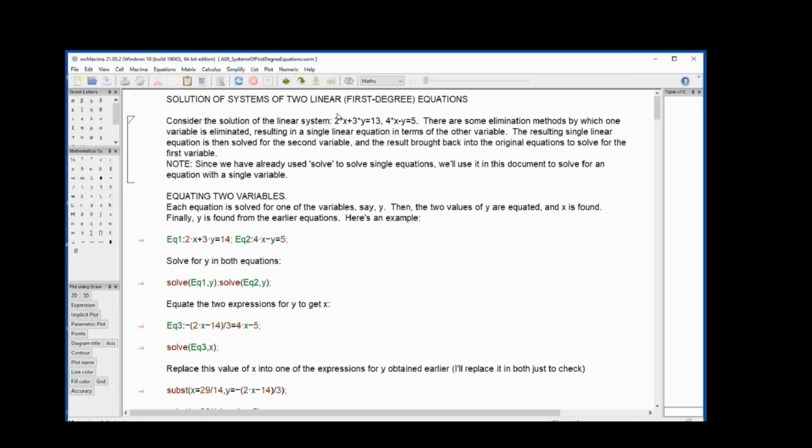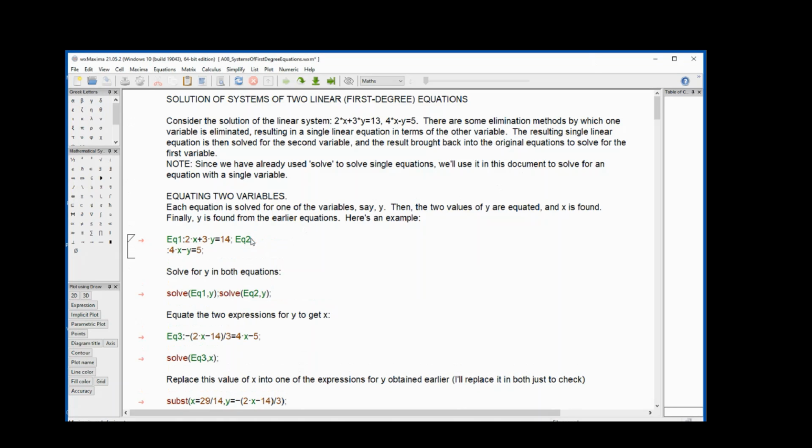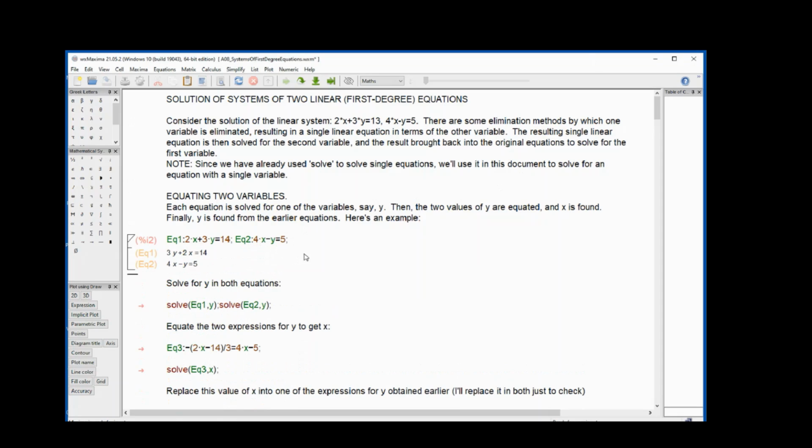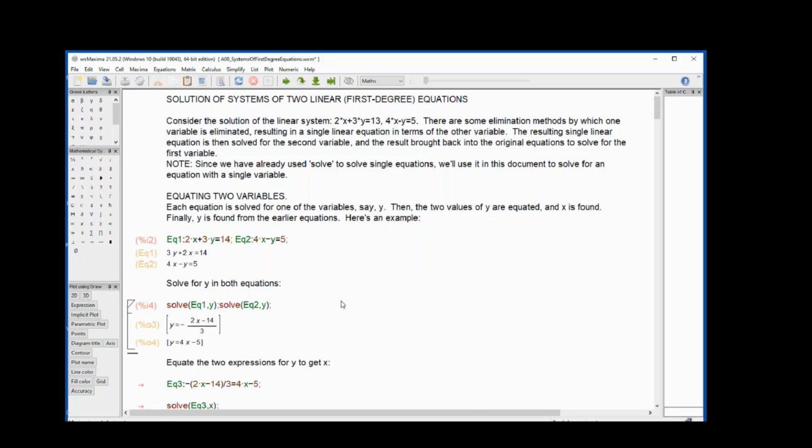using Maxima. For example, we have two equations, 2x plus 3y is equal to 13, 4x minus 5y is equal to 5. What are x and y? So we're going to present the equations right here. 2x plus 3y equals 14, 4x minus y equals 5. If we use the solve in both equations, we can find expressions for y, and then we can equate them.